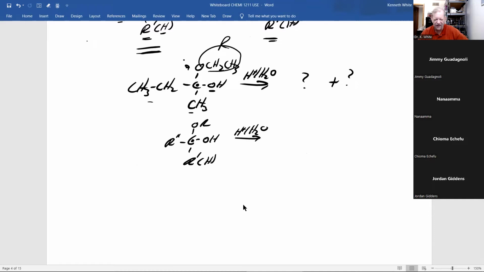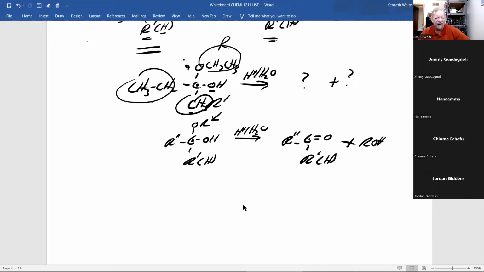Keep your eye on the carbon with the two oxygens, and it'll become a carbonyl. R prime or hydrogen, and the R double prime is still attached to that. And this R group becomes an alcohol. And I'll call this R prime, R double prime. You could say it the other way too. And therefore carbonyl, R prime methyl, R double prime ethyl.